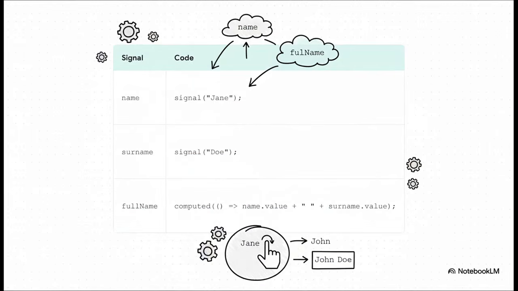This is a perfect example. We've got two basic signals, name and surname. Then we make a full name computed signal that just combines them. Now if we later change name.value to John, that full name signal automatically becomes John Doe. No listeners, no extra code, it just works.